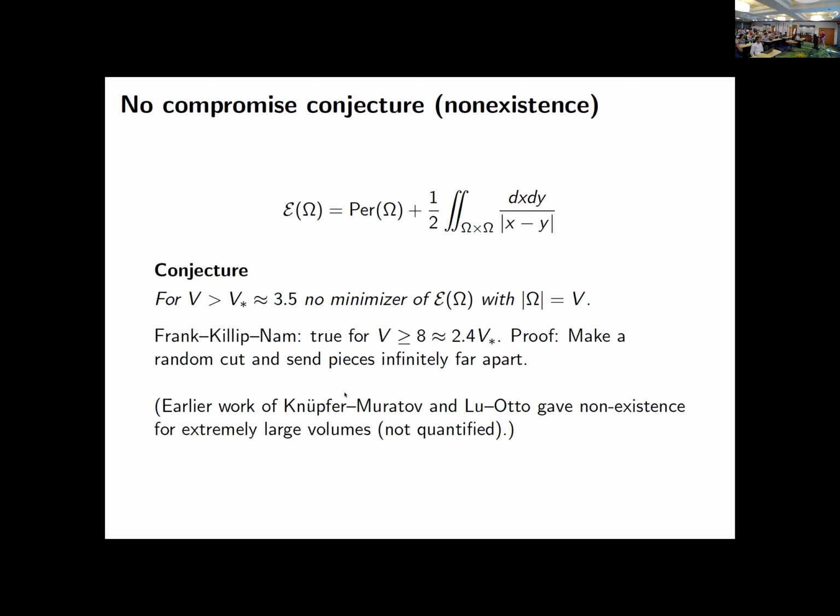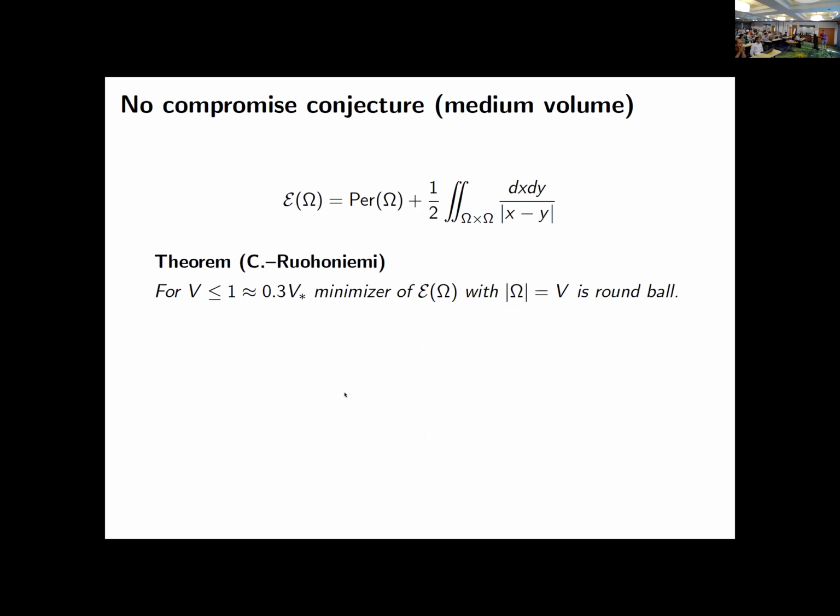So now I'd like to just tell you briefly about the result that I have. This is with my former undergraduate, Ian Ronhumani, who's now at Minnesota. And so what we proved is that for volumes at most 1, so if you remember, V star is like 3.5, so this is like maybe not quite a third of the range, then indeed, the minimizer is the round ball. Okay, so you see now we've gone from just a sort of a compactness argument to a genuine range.